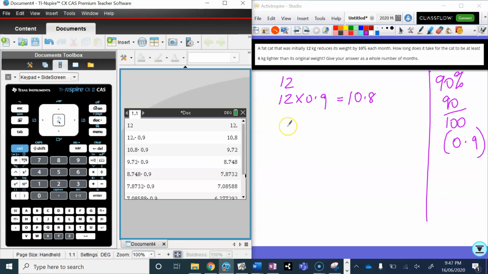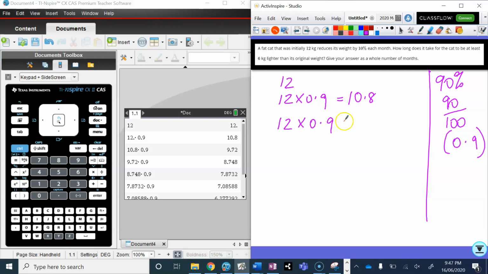If we're looking at the by hand calculation, each time I'm doing it, so 12 times 0.9 gave me 10.8. So really that bit there is the same as 10.8 times 0.9 for the next one. And then the same thing again, 12 times 0.9 times 0.9 is this answer, times 0.9 gives me the next answer. So really, hopefully you can see a little pattern happening there.